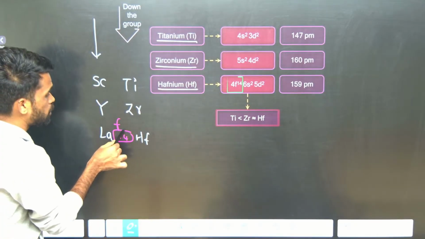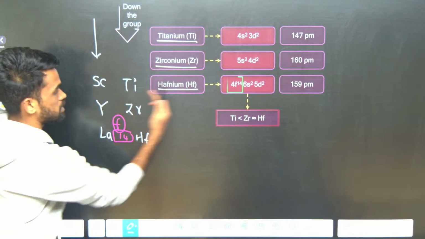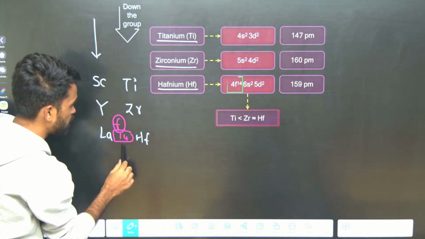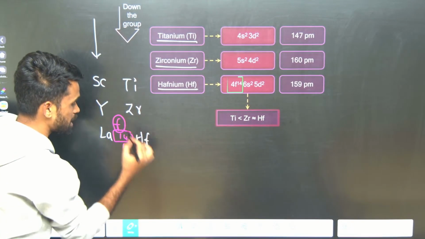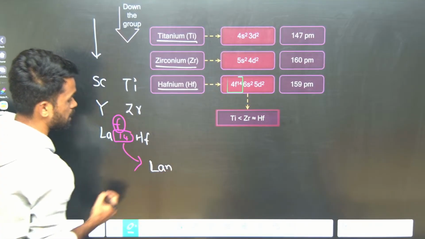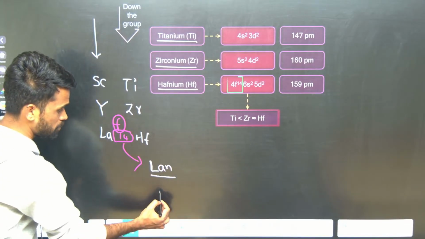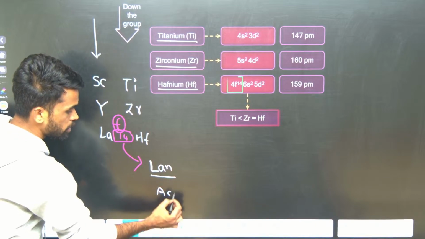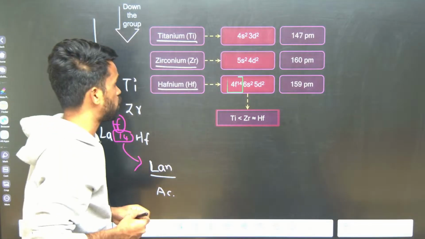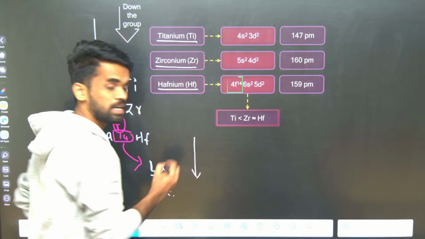Due to this f orbital involvement, these elements on this side, not the scandium family, from titanium, zirconium, hafnium, will have some effect of these f orbital electrons, and that is called lanthanoid contraction. The elements above will have lanthanide contraction, and those below the group will have actinide contraction. I will explain what lanthanide and actinide contraction are. So titanium, zirconium, down the group, what happens to atomic radius?